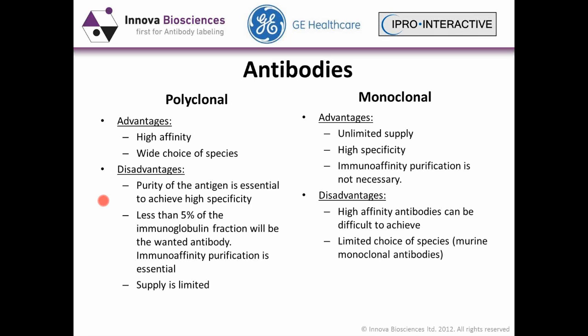The main disadvantage of monoclonal antibodies is it could be quite difficult sometimes to get high affinity antibodies because of the lack of polyclonality. And also there's a limited choice of species apart from using mouse or murine monoclonal antibodies.